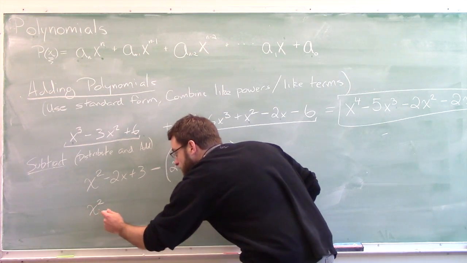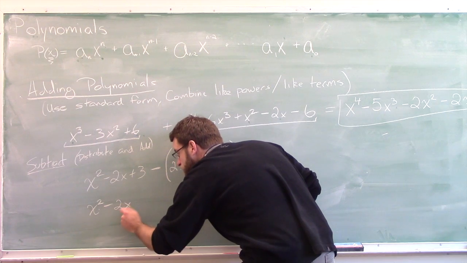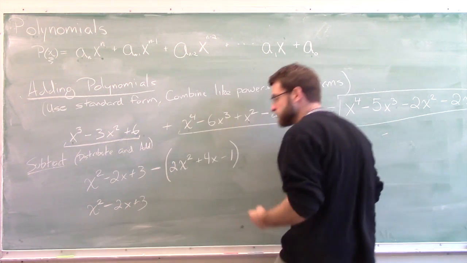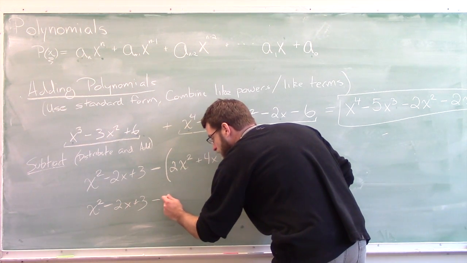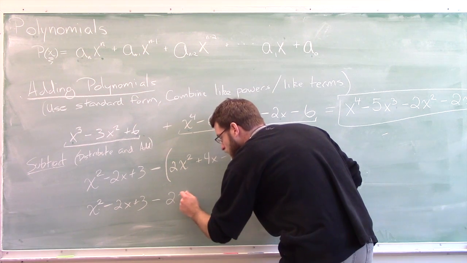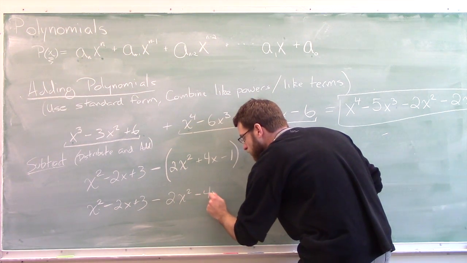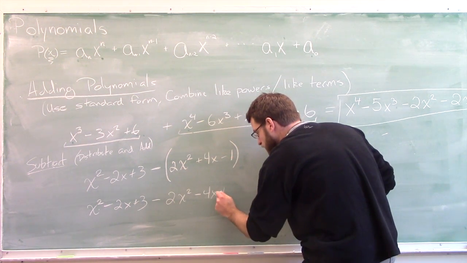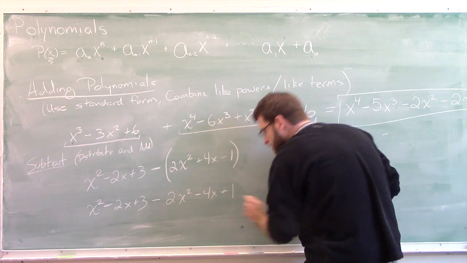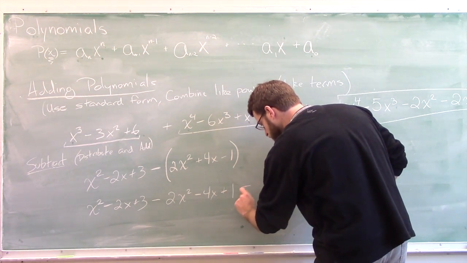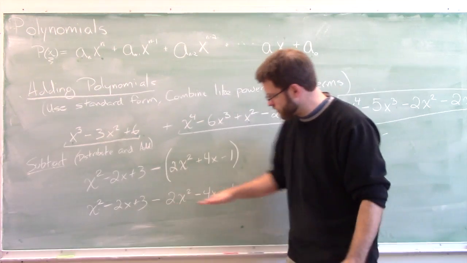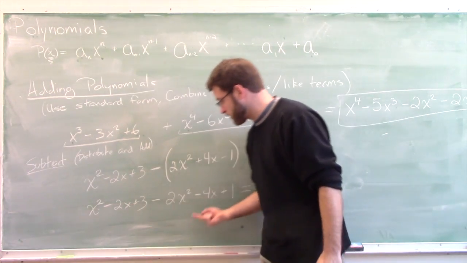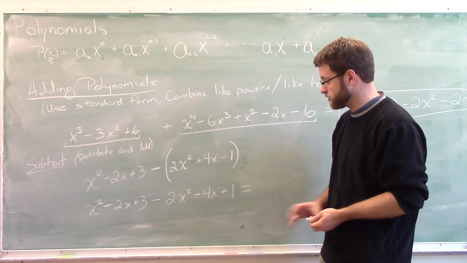We get x squared minus 2x plus 3. That hasn't changed at all. And we're going to subtract from that 2x squared minus 4x. And finally, distributing that negative sign all the way across, we get plus 1. Once we've distributed the negative sign, we simply add all these terms together by combining like terms.